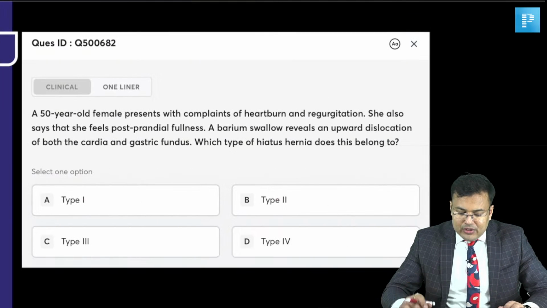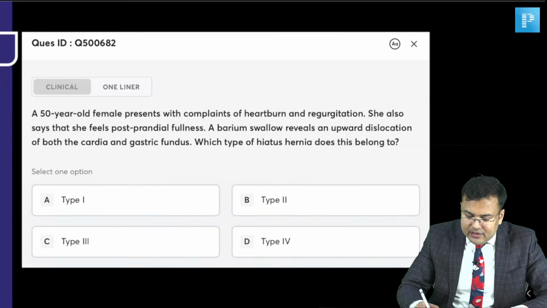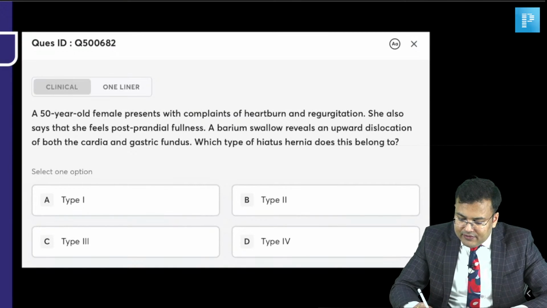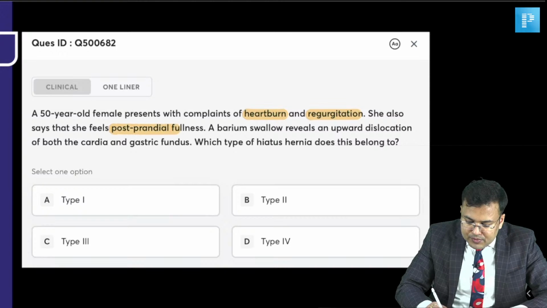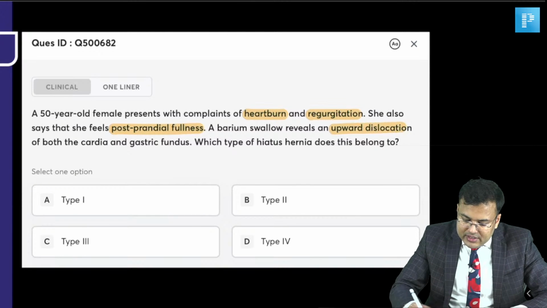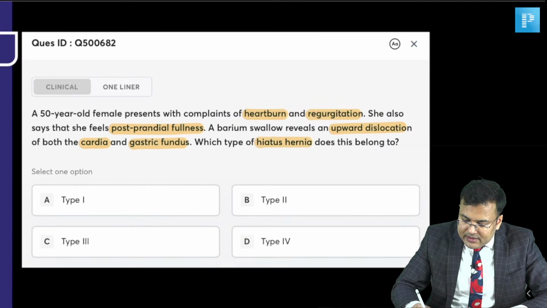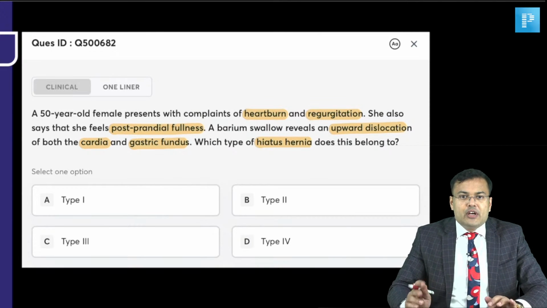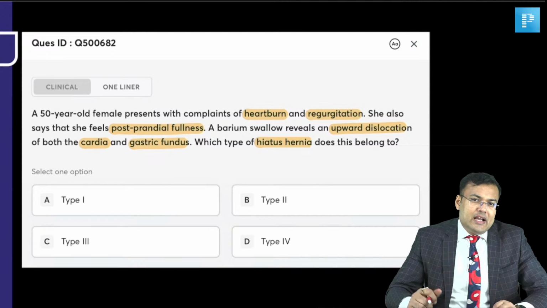Okay guys, so let's discuss the first one. See the question. A 50 years old female presents with complaints of heartburn and regurgitation. She also says that she feels postprandial fullness. A barium swallow reveals upward dislocation of both cardia and gastric fundus. Which type of hiatus hernia does this belong to? So in this case, there is upward dislocation of both cardia as well as gastric fundus.